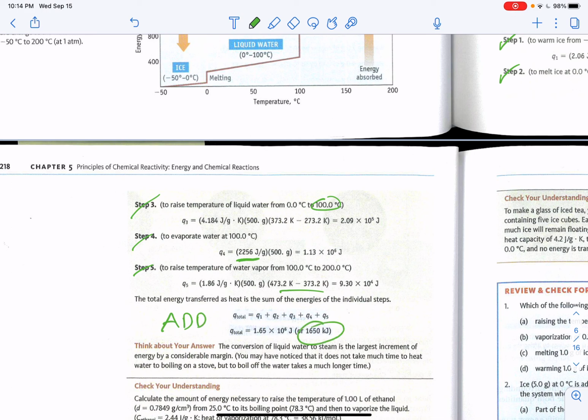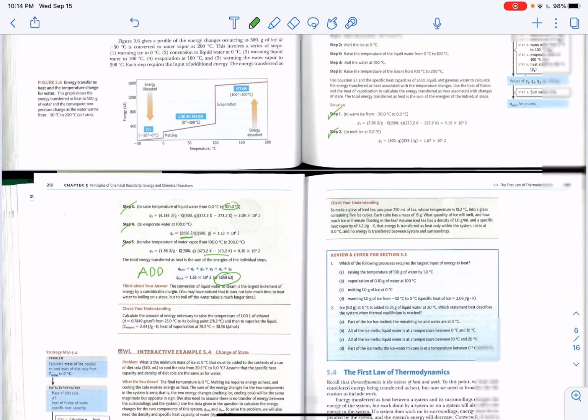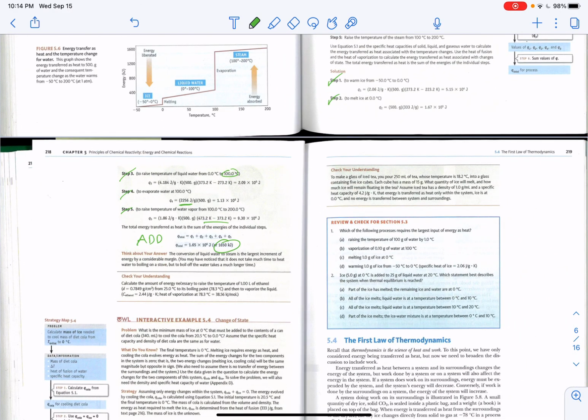And I will tell you right now, you will get one of these on your test for Chapter 5. I'm going to stop right now, and hopefully that you found this helpful.